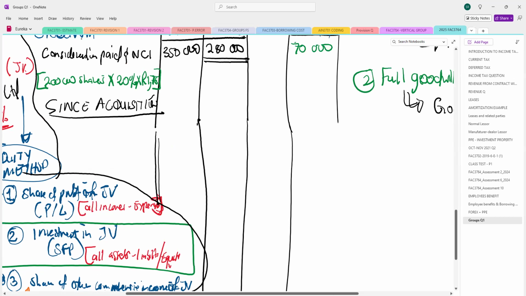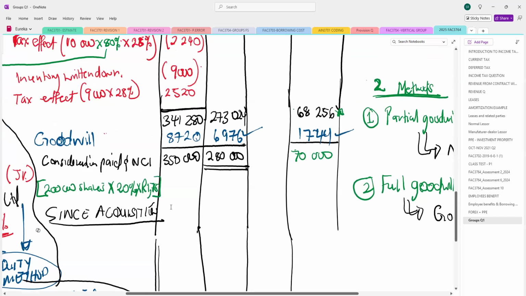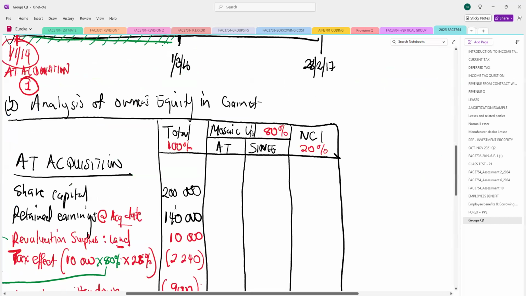Okay, so in since acquisition, I want to basically look at those equity items that I had in the beginning, which had changes. Please take notes, guys, in this level. You will not have any adjustment on share capital. Share capital will just remain the same. So don't expect any adjustment on share capital. It's going to remain the same. Otherwise, it's going to become very, very complex and complicated, right?